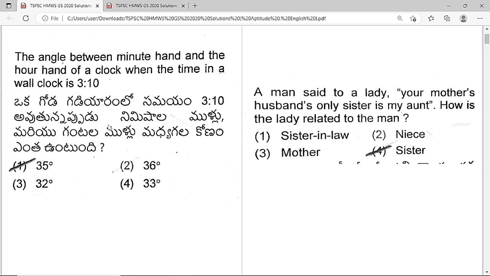The main aim of this lecture is to discuss the TSPSC, HMWS, General Studies 2020 solutions in a very detailed manner. Only the Aptitude part as well as the English solutions. Only these two things we are going to learn in this lecture.